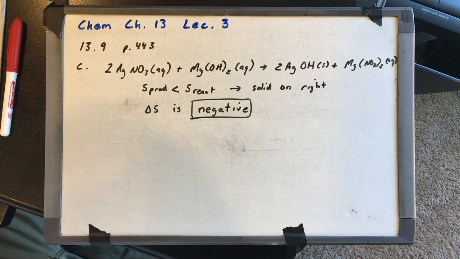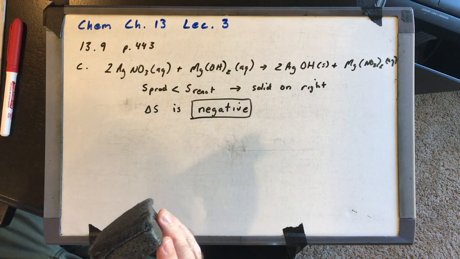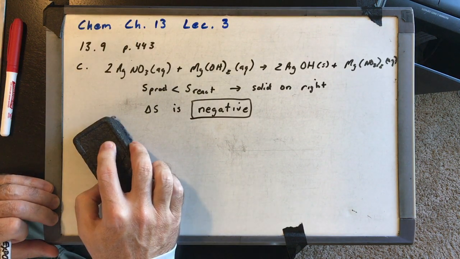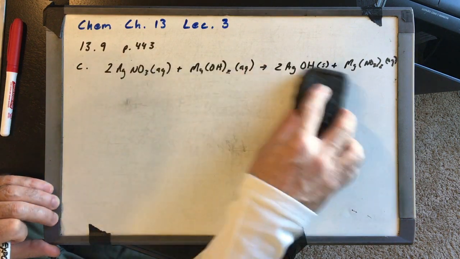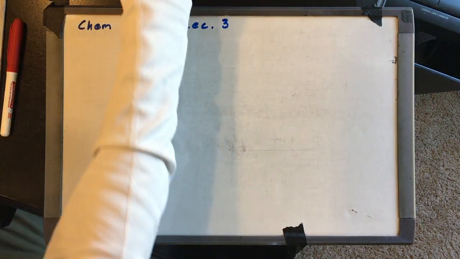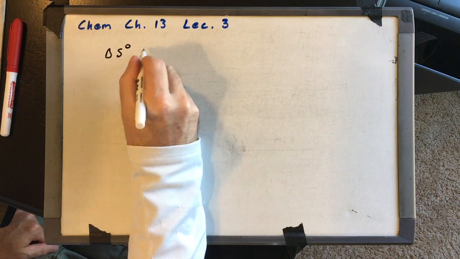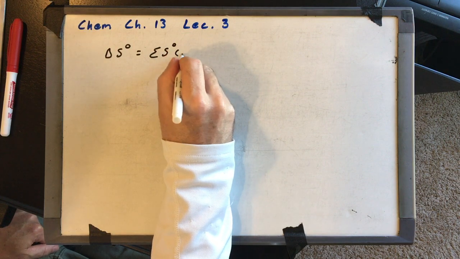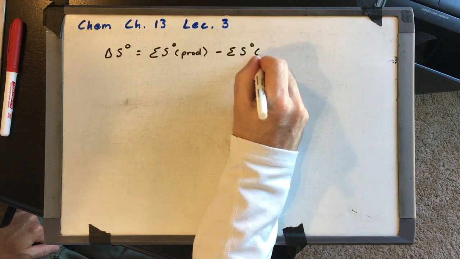All right, so that is 13.9, how you determine the change in entropy, or at least the sign of the change in entropy. Now let's use our table and determine mathematically the change in entropy. So we are on page 6 where it says change in entropy equation. This is an equation that you'll have to memorize. The change in entropy at standard conditions is equal to the sum of the entropies of the products minus the sum of the entropies of the reactants.